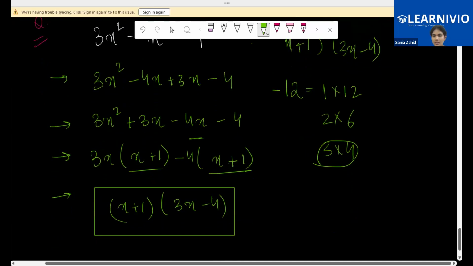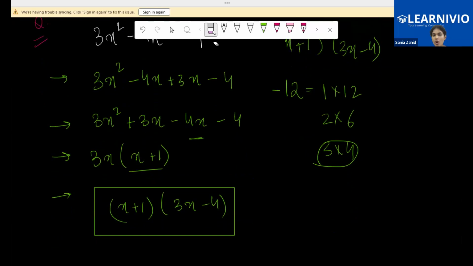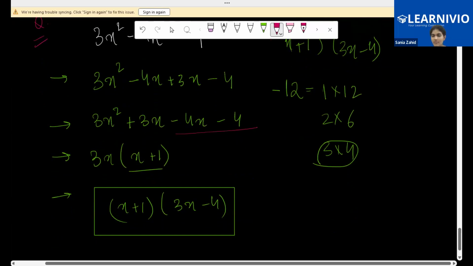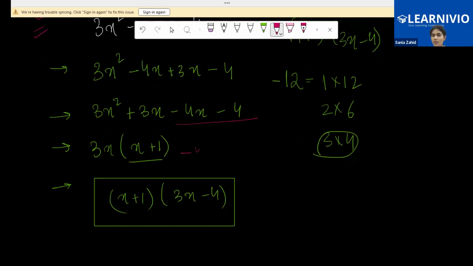Yes, Hafsa, do you understand? Wait, now where did you get x plus 1 from? See, look here. So I had to take common terms from minus 4x and minus 4, right, Hafsa? So what will I take? From minus 4x and minus 4, I have minus 4 common. That's occurring in both of the terms. So I'll write down minus 4. Now, Hafsa, what am I left with here?